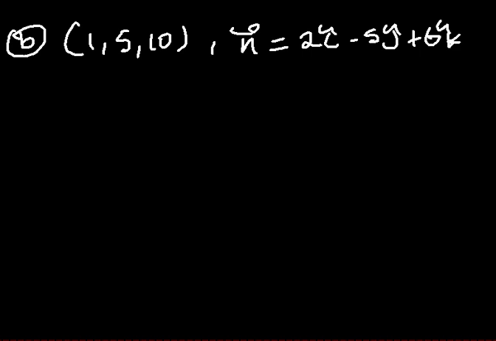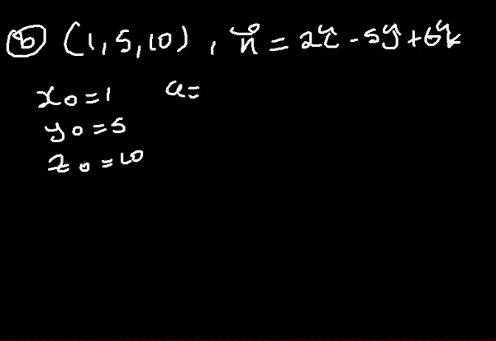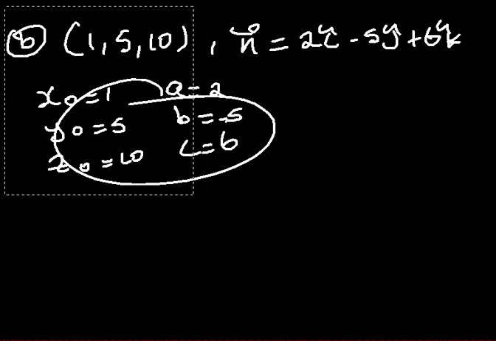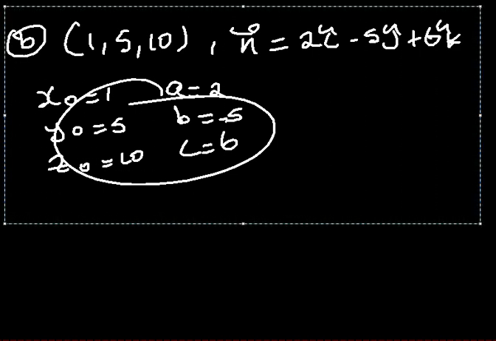The principle remains the same. We have a single point, and that gives us x naught, that is 1, y naught, that is 5, and z naught, that is 10. And now we have a normal vector, giving us a, that is 2, b, that is negative 5, and c, that is 6. Then we have to come up with the actual equation of a plane in that way. So try to work it out and see how you can do it.